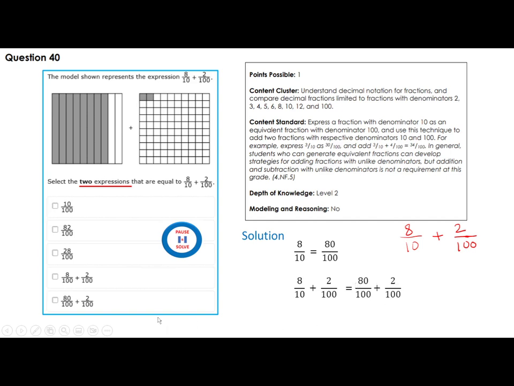Let's see if we have them here. 82, that one, now you can add these two together, you get 82 over 100. So that's one of them here, and that's the other one right here. Okay? So remember, you cannot add fractions if the denominators are not the same.